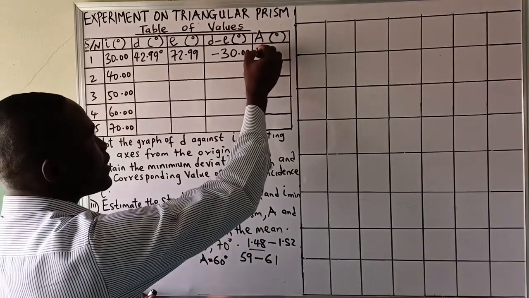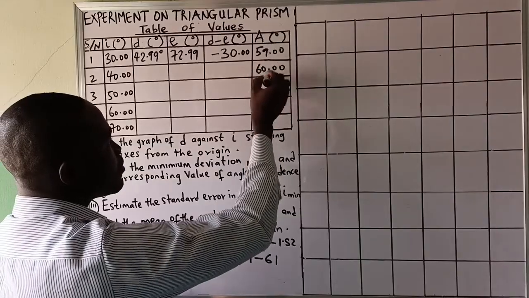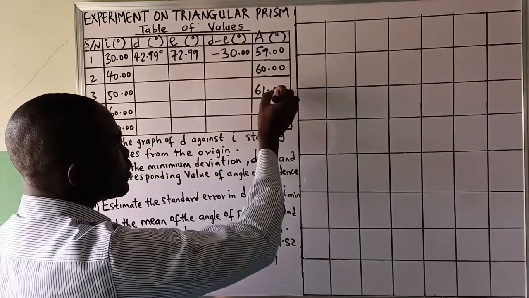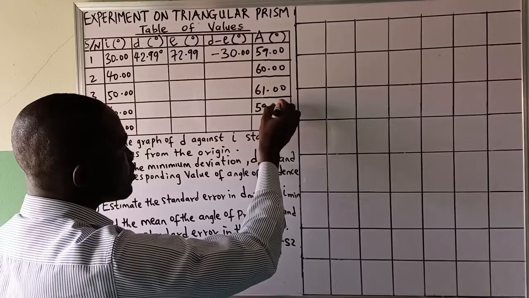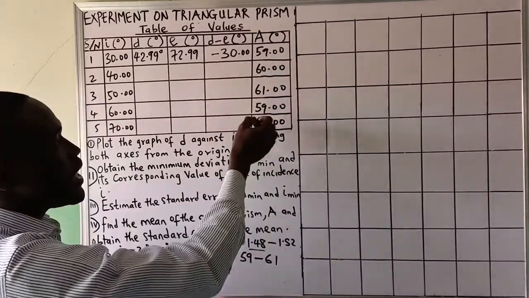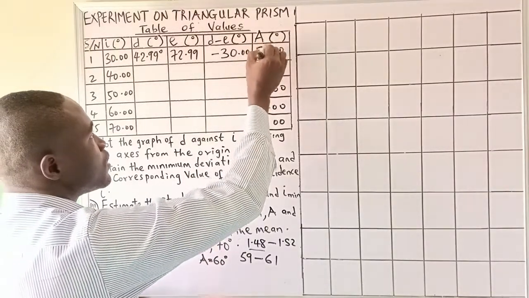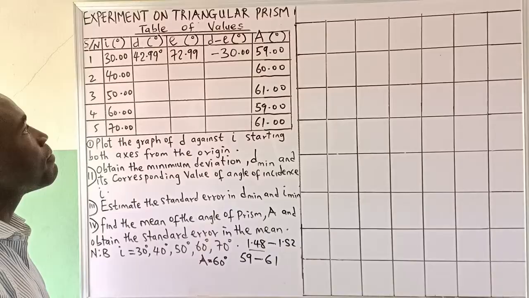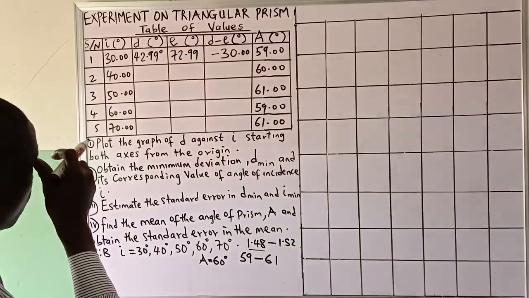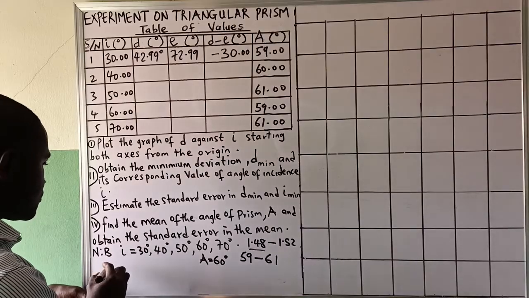So we write 59.00, 60.00, 61.00, 59.00, 61.00. When you take the average of it, it will be giving you 60. Okay, then we'll come to the next one, 40.